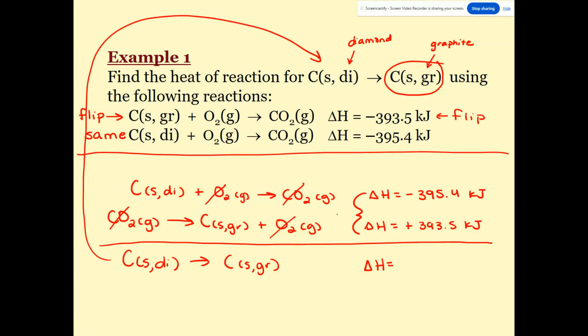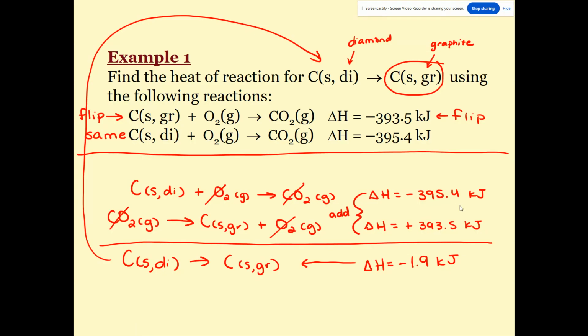Now I'm going to add my delta H's to get the net delta H of this net reaction. So negative 395.4 plus 393.5 gives us an answer of negative 1.9 kilojoules. Now, sig digs: I'm adding here, so I'm only looking at decimal places. Those 2 numbers have 1 decimal place, so my answer needs 1 decimal place. And that is my final answer. I'm not looking at total digits. I'm just looking at decimal places when you're adding and subtracting.